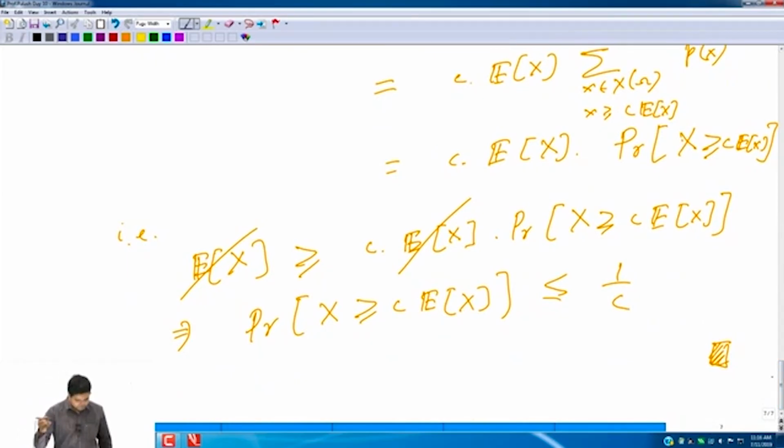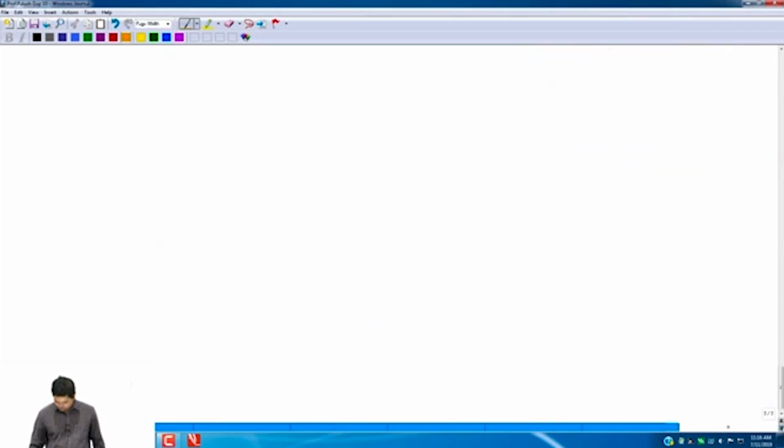So if you have any question, you can ask me, otherwise we move on to another concentration inequality, which is called Chebyshev's inequality.